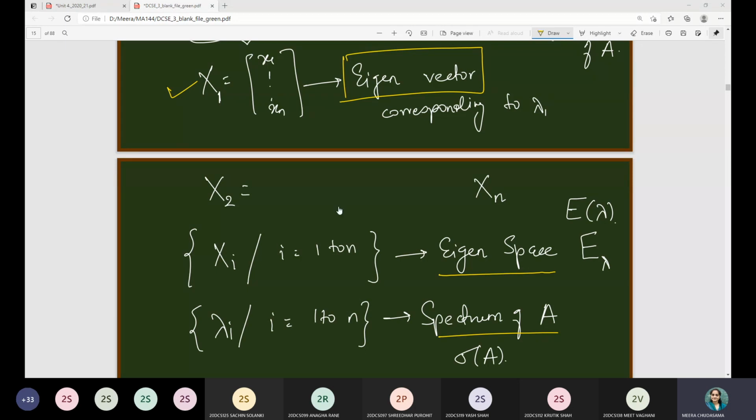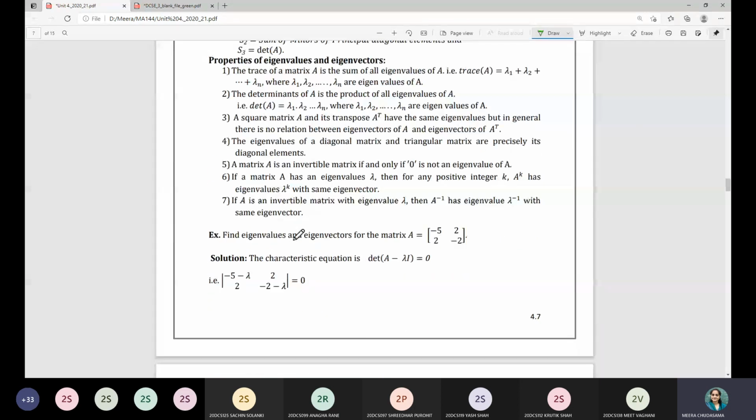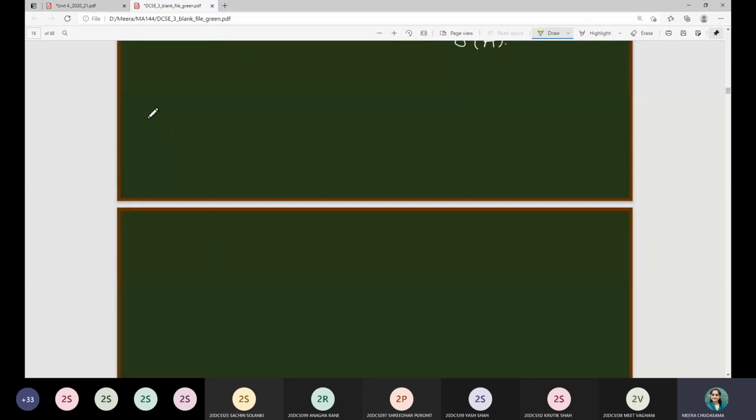Okay, so let us consider the example. In this example we are going to find eigenvalues and eigenvectors for a matrix. We are given this one: -5, 2, 2, -2. So, I will start the solution here.